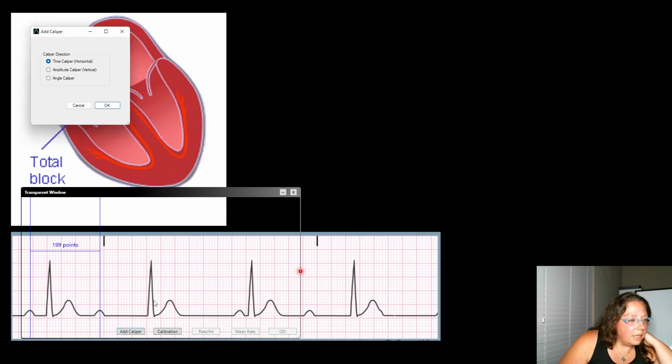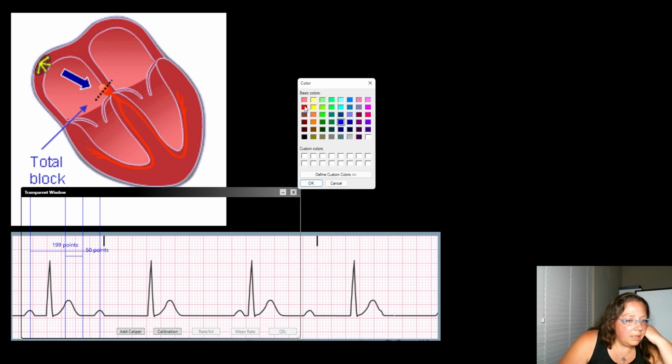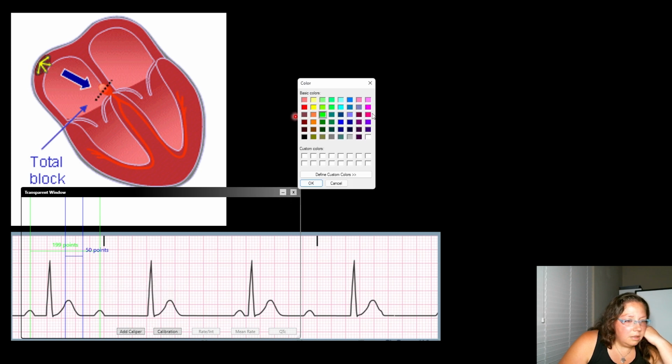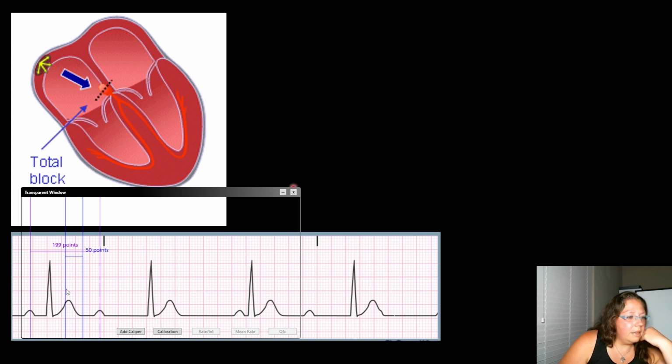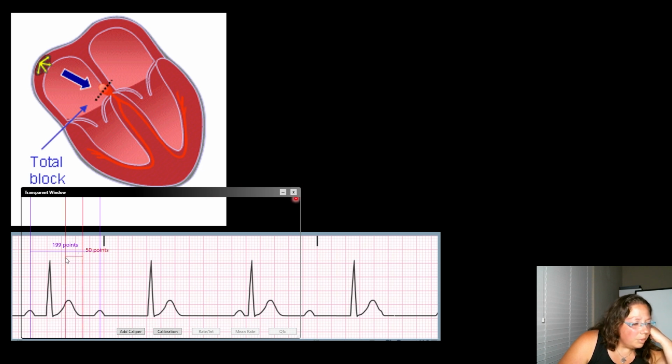Actually, let me add another caliper. We'll make this one green. Ah, I can't see it. How about purple? Purple good? Yeah, there. It looks close to blue. Okay. Tried and true. All right. Purple and red.